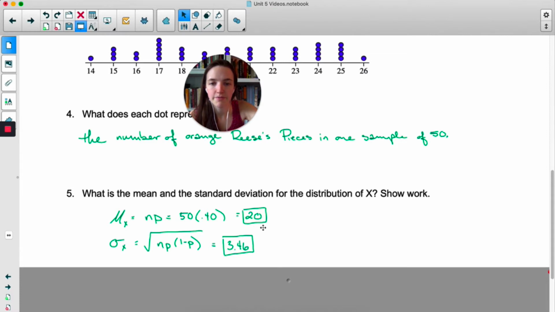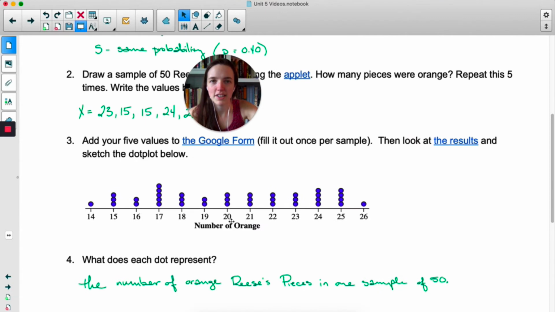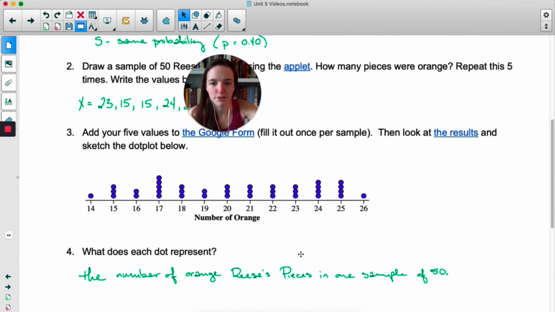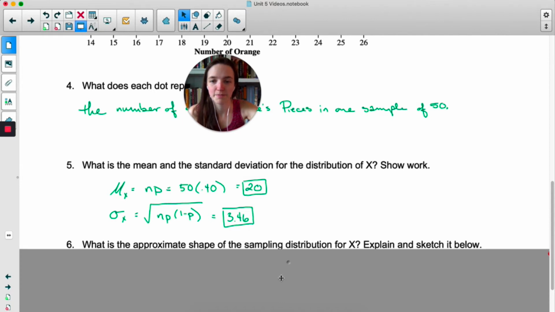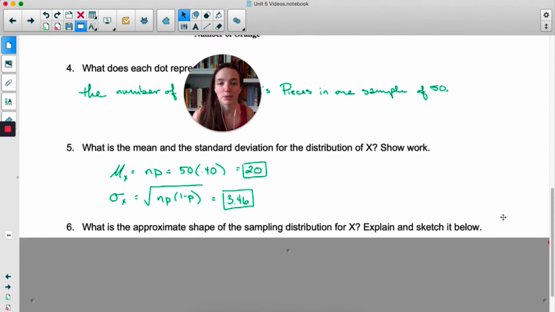So np, the expected number of orange candies, is 20, and that is represented, at least at the time that I filmed this, although yours is going to look different. Standard deviation 3.46. Now for the shape of the sampling distribution, this is another review of binomial distributions. Pause the video and see if you can answer this one using what you know about binomial.